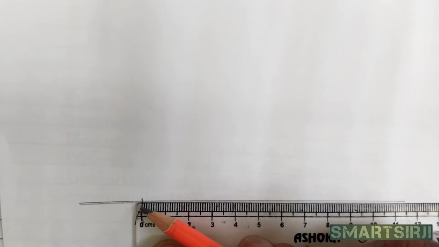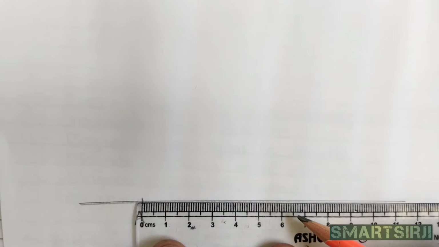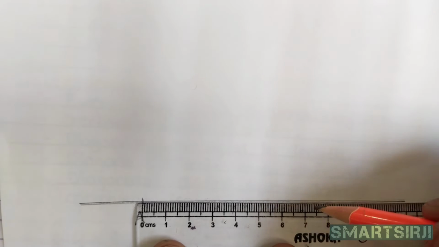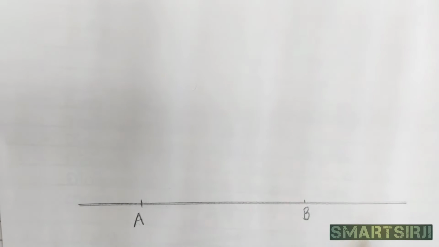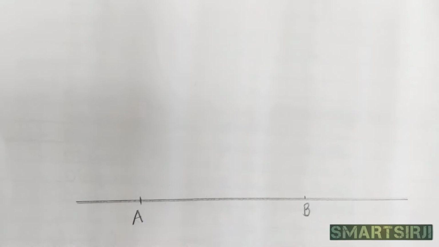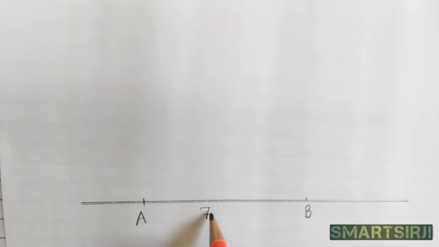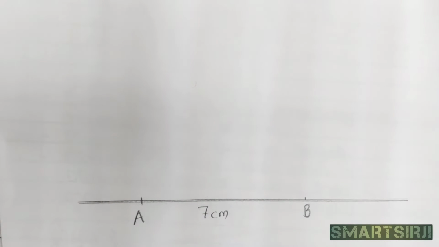Suppose I want to make a square with side 7 centimeters. So here I put the ruler at 0, then I will mark at 7 centimeters. So this distance will be 7 centimeters. Suppose I give the name B. So AB is the line segment with length 7 centimeters.